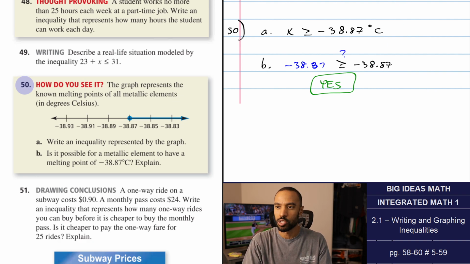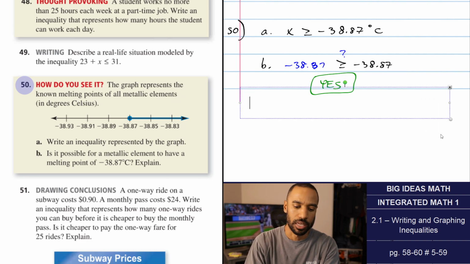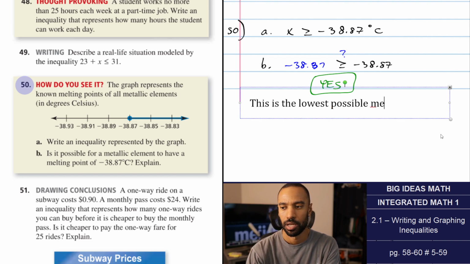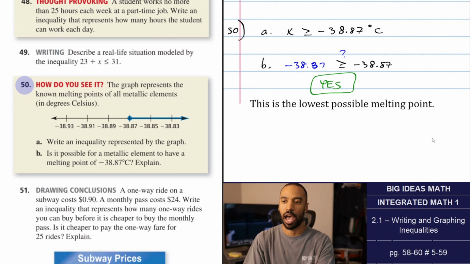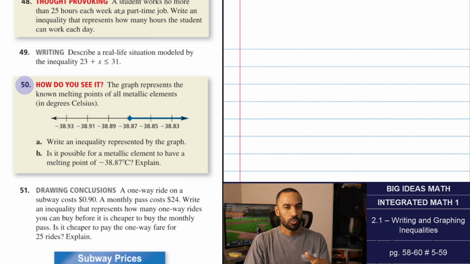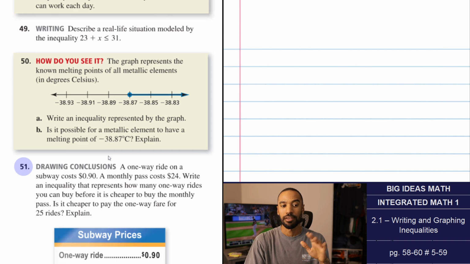So this is the lowest possible melting point. I still don't understand that. I need to look up pictures of that bridge. I need to look up which metallic elements have below freezing melting points, if they do.